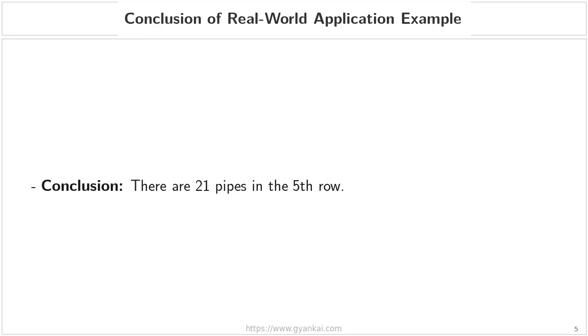So, to wrap up our practical example, after performing those subtractions, we arrive at our final answer. We can conclude that there are exactly 21 pipes placed in the fifth row. This confirms that by using the relationship between the sum and the individual terms, we were able to isolate the specific value for a single row, even though we were only originally given a formula for the cumulative total.